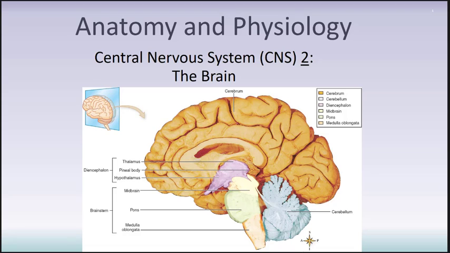Today we are covering the second part of the central nervous system, and we're going to be focusing on the various parts of the brain.